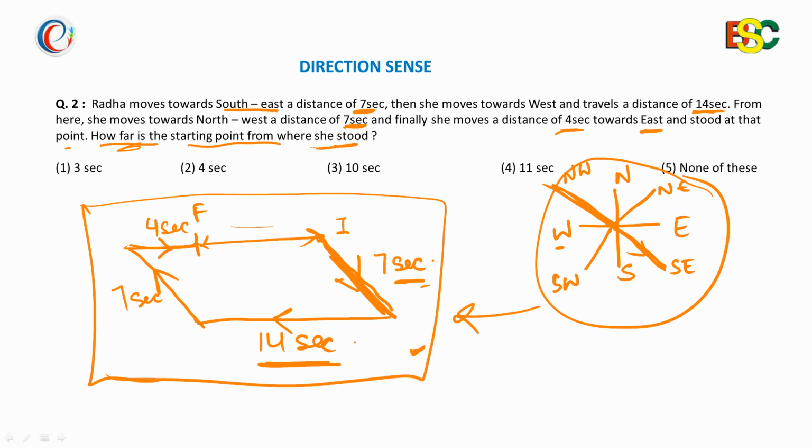This diagram is a parallelogram, and we know that opposite sides of a parallelogram are equal, and this much distance she has traveled in 4 seconds, so the remaining distance she will definitely travel in 10 seconds. So 10 seconds, that is option number 3, is the answer to this question.